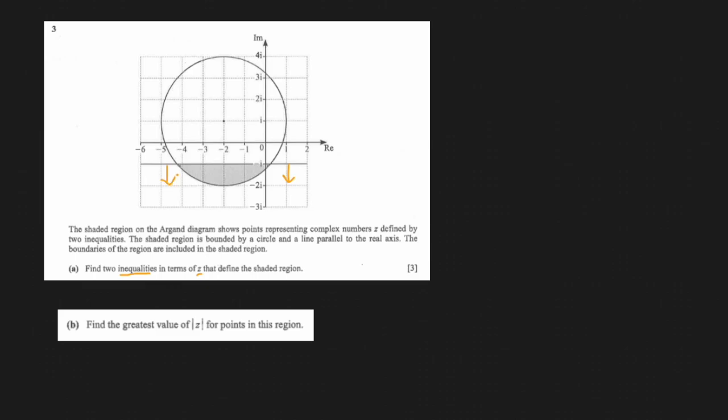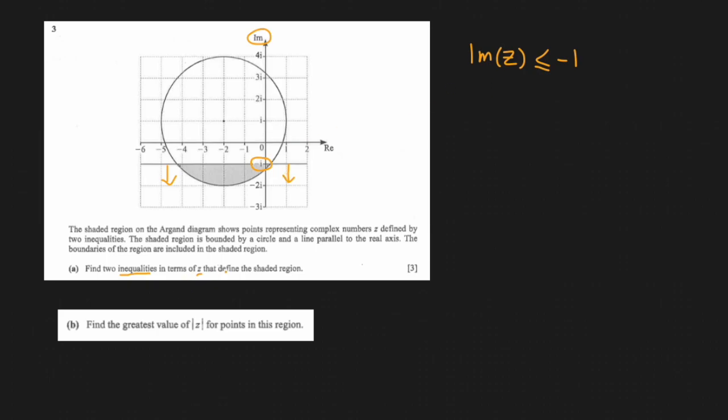Can you see? So what is this line? What is the equation of this line below which it is being shaded? That is one of the inequalities. And we can see that this is the imaginary axis. So we write imaginary part of z less than or equal to minus 1. Is it equal to? Because it's a solid line, it is equal to also. If it was a dotted line, we would not write equal to, but if it is a solid line, it is equal to. That is one of the inequalities.